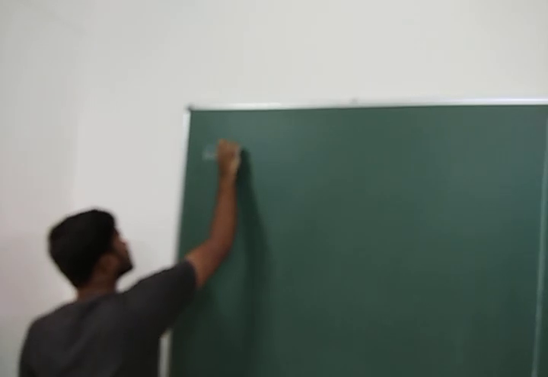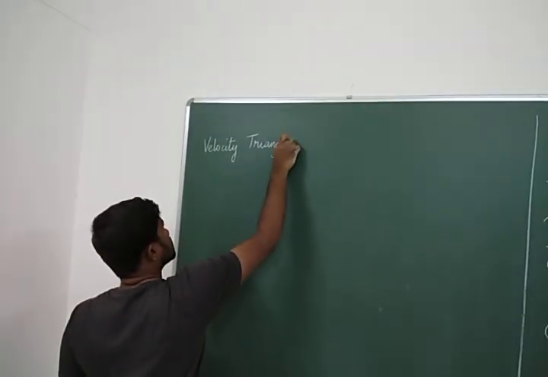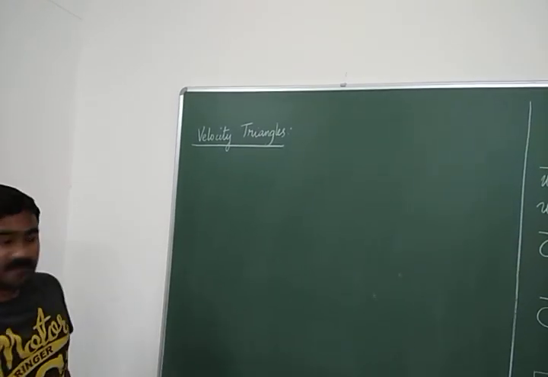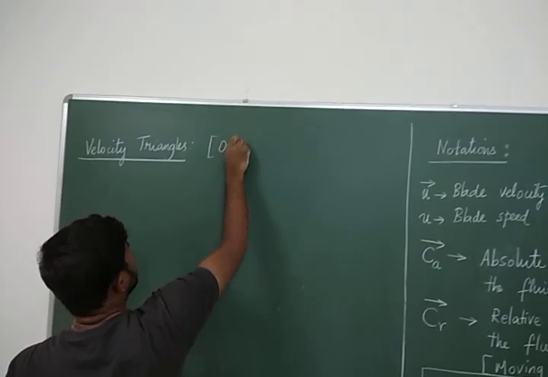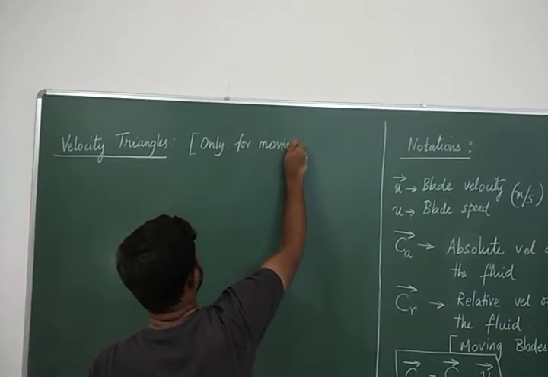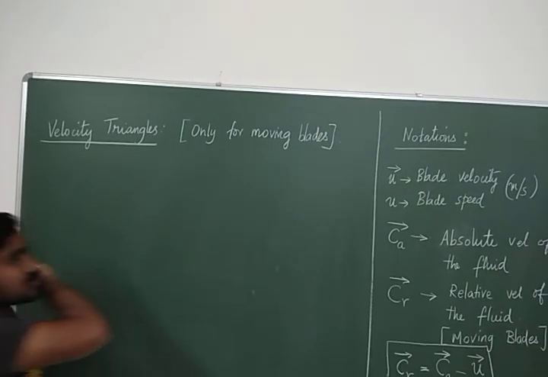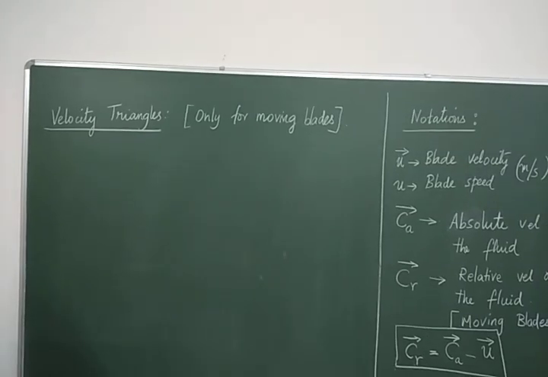Velocity triangles. Something you have to know about the velocity triangles: they are only drawn for moving blades. Okay? We don't draw velocity triangles for fixed blades. We only draw velocity triangles for moving blades.